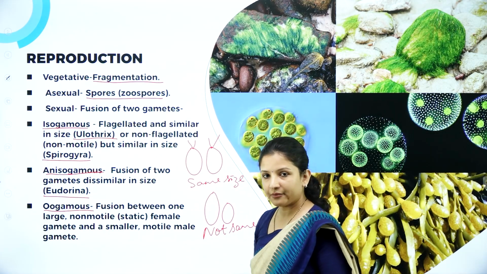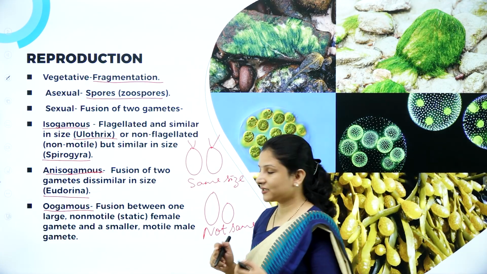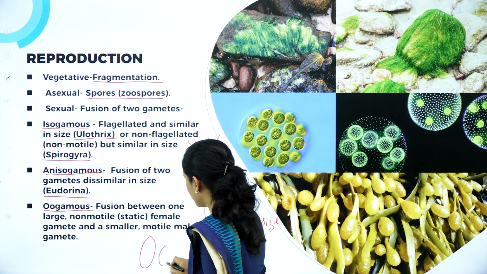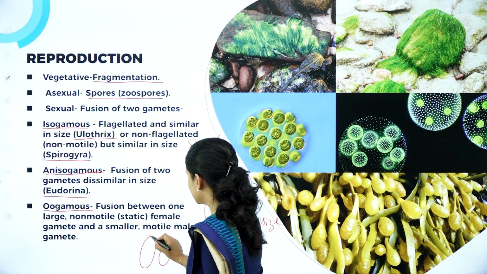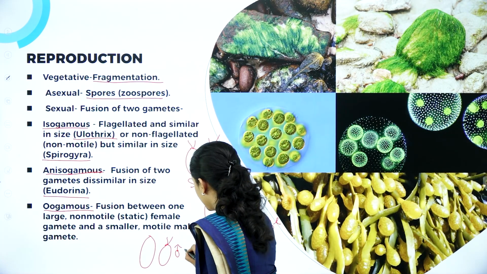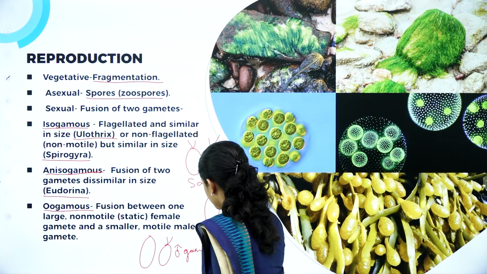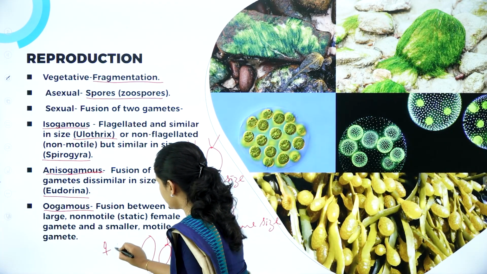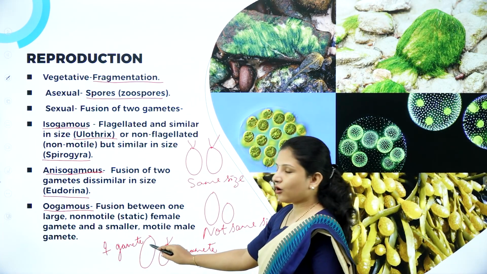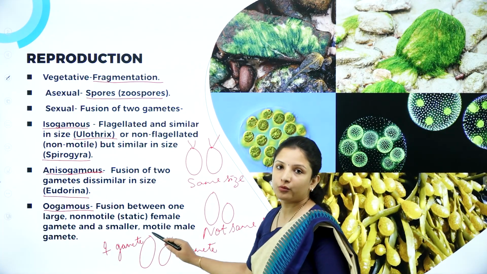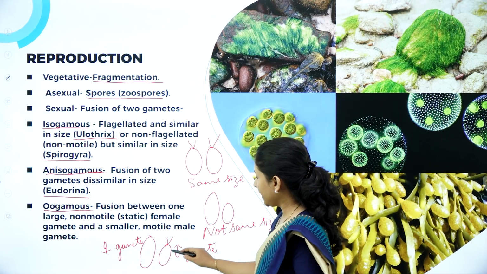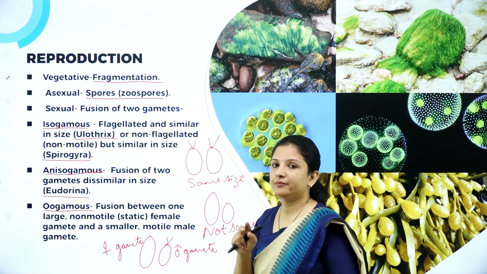Next, talking about oogamous. In oogamous, the fusion of gametes is always between one that is larger and one that is smaller, and always the male gamete will be smaller and it will have flagella. So, this is the male gamete and this one will be the female gamete. Here the female gamete is always larger and it is non-motile, it is static. Why is it non-motile? Because it will not have flagella, whereas the male gamete will always be smaller in size and it will be flagellated.